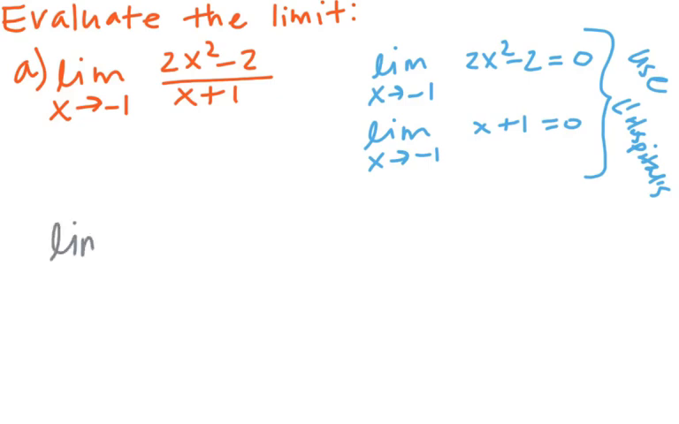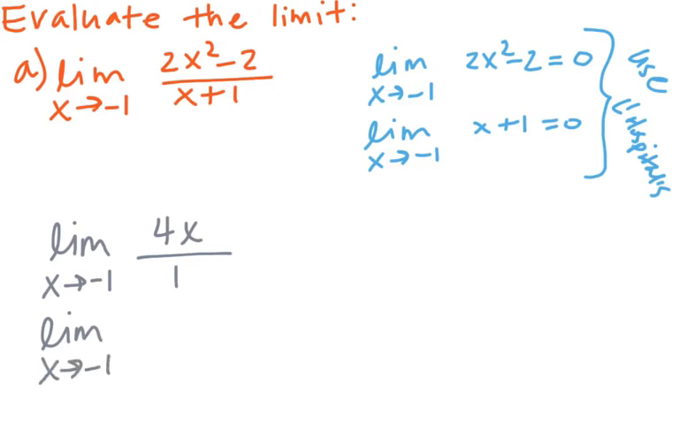So our new function is the limit as x approaches -1. We're going to take the derivative of the top, so this would become a 4x to the first. The -2 will go away. Over, and down here, we're just going to be left with a 1, and the +1 goes away. And then that's really just the limit as x approaches -1 of 4x.